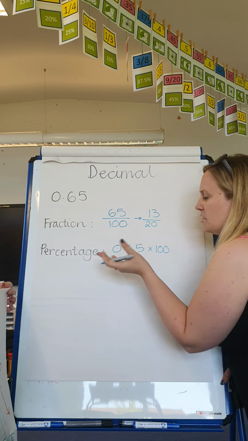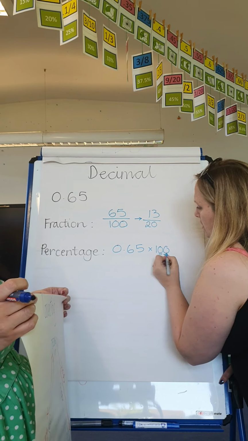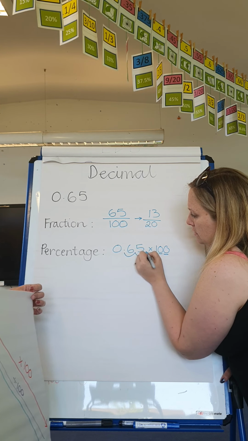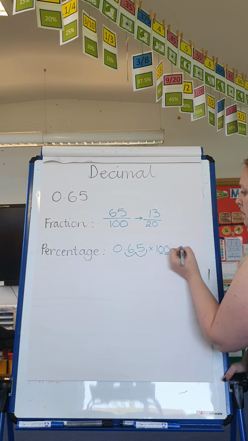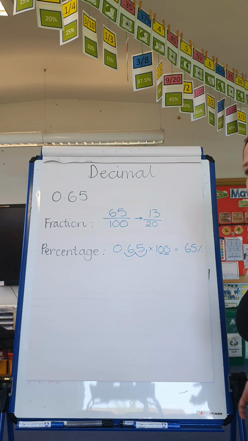So I'm timesing it, so my number's got to get bigger. And it's timesing it by 100, so that's 2 places. So I'm going to move it 1, 2 places. And it should be 65%. So 65 percent. Easy peasy.